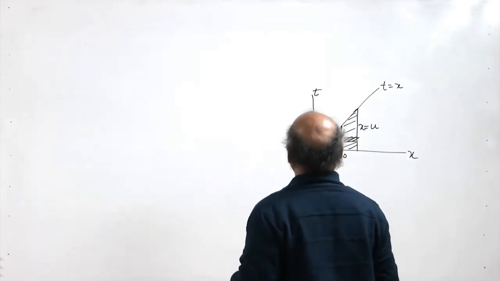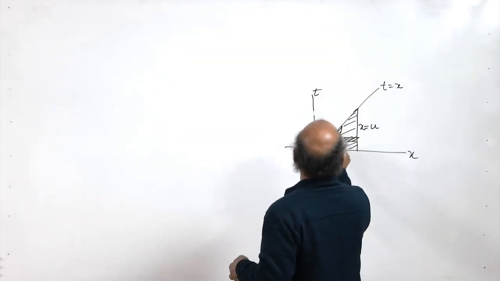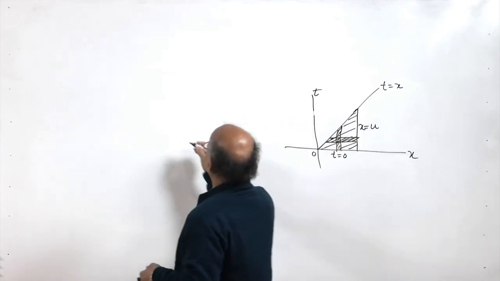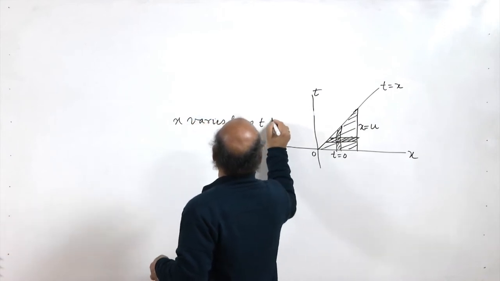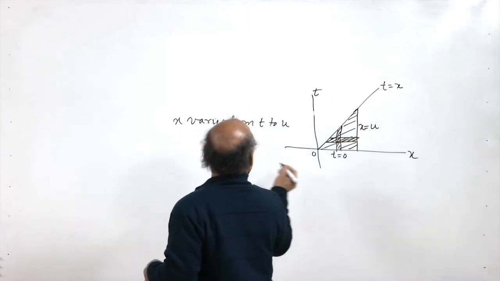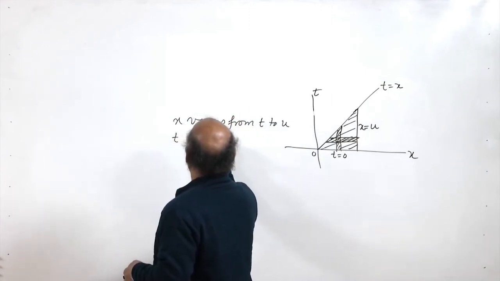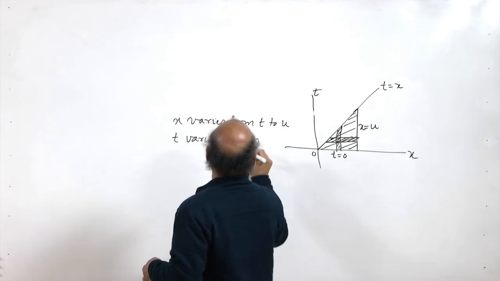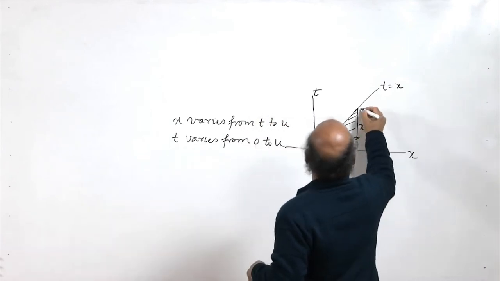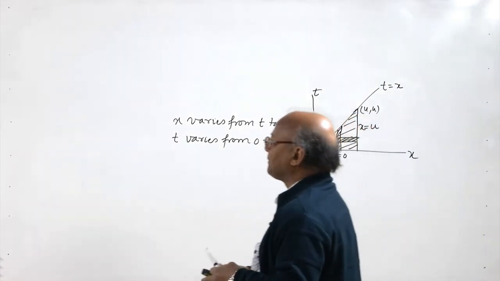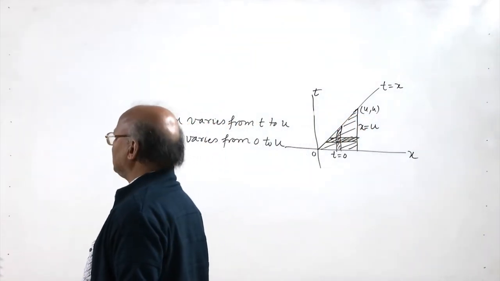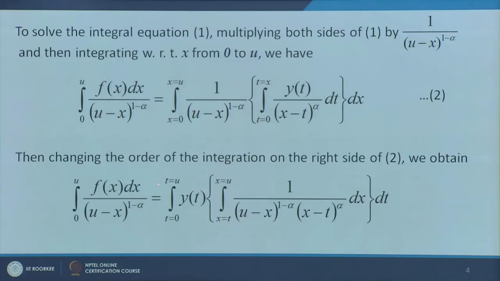When you take a horizontal strip in this region, then for the horizontal strip x varies from t to x equal to u. So, x varies from t to u, and t varies from 0 to u, because at this point when x is u, t is also u. So, when you change the order of integration, you see that t varies from 0 to u and x varies from t to u. So, after changing the order of integration, we get this.